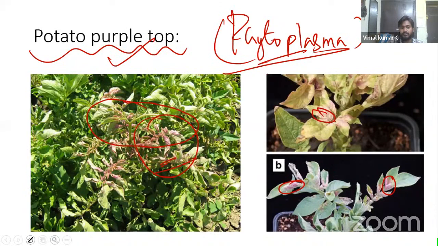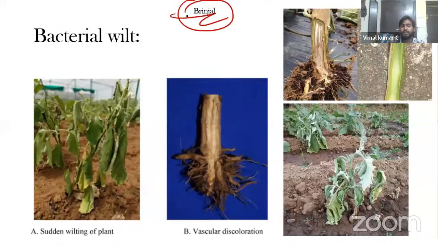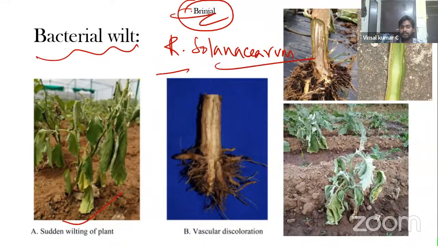Then coming to brinjal, the same bacterial wilt caused by Ralstonia solanacearum. Right, so sudden wilting of the plant, then vascular discoloration or plugging. If you just cut open, you can see the browning of the vascular bundle. Then the plant will be dead. The same symptoms it produces on tomato or potato, it will produce on the brinjal.